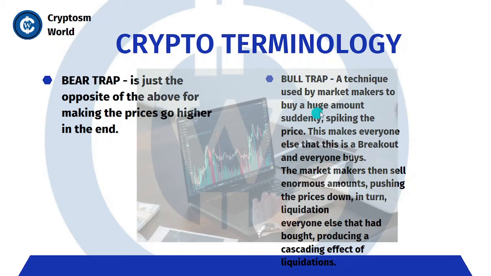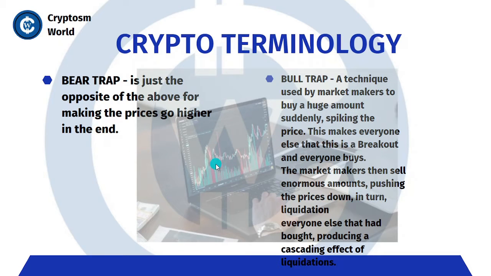A bull trap, first of all, is a technique used by market makers to buy a huge amount, suddenly spiking the price. This makes everyone else think it's a breakout, and everyone buys, and the market maker then sells an enormous amount, pushing the price down, triggering liquidation. All this means is a bull trap.